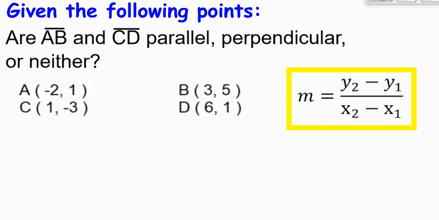All right, given the following points, are AB and CD parallel, perpendicular, or neither? So go ahead, you've got the slope formula here, so you're going to find the slope first of line segment AB, then you're going to find the slope of line segment CD, and tell me if they are parallel, perpendicular, or neither.